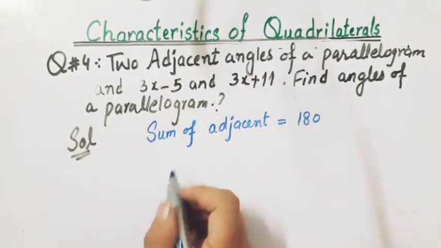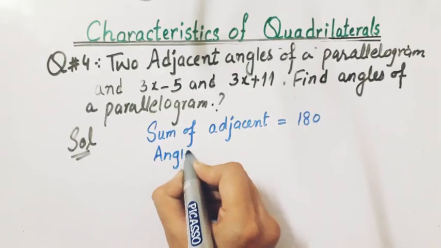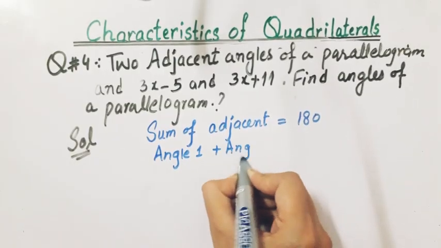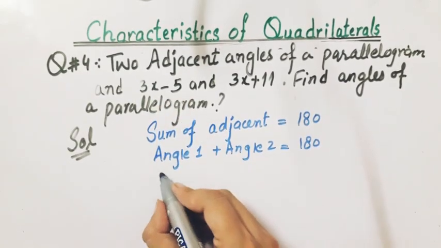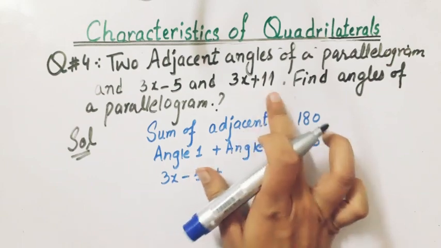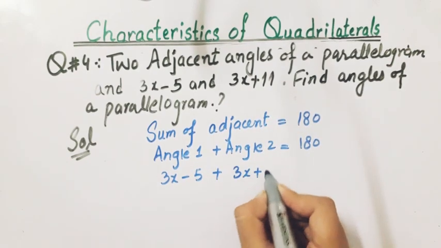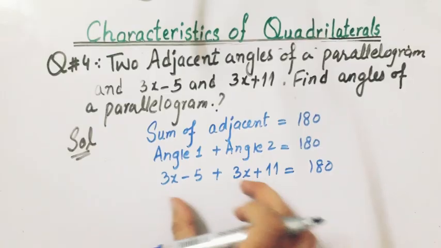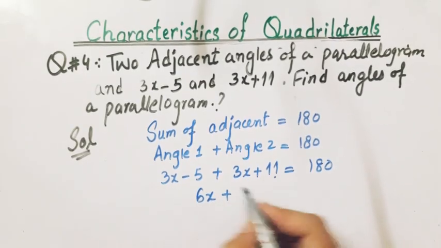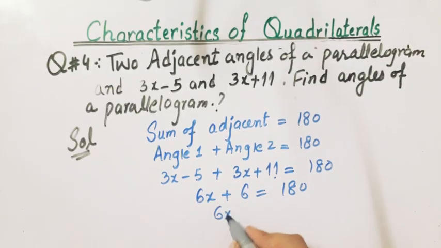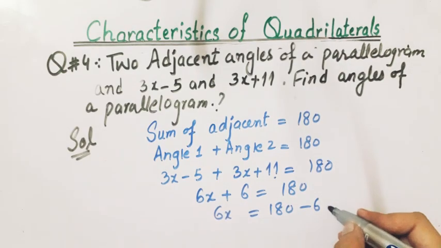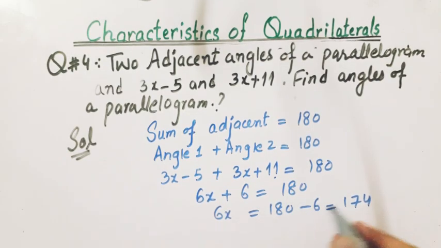You know the first angle and the second angle. So angle 1 plus angle 2 equals 180 degrees. Angle 1 is 3x minus 5 and angle 2 is given as 3x plus 11. So this is 180. So 3x plus 3x will be 6x and 11 minus 5 is 6. That equals 180. So 6x equals 180 minus 6. It will equal 174. So you have to find the value of x.